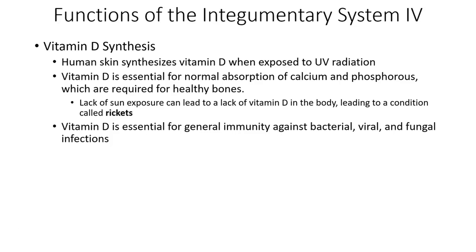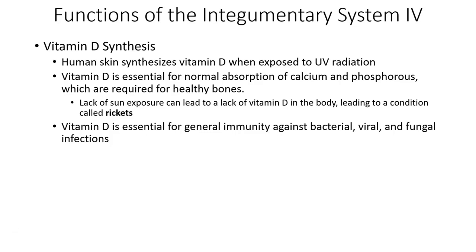And then another function of the integumentary system is vitamin D synthesis. So our skin has the ability to create vitamin D when it's exposed to UV radiation. So UV radiation, interestingly, is both a positive and negative for us. It's a positive in very small doses, negative in small to large doses. So there's a very delicate balance that should happen here.